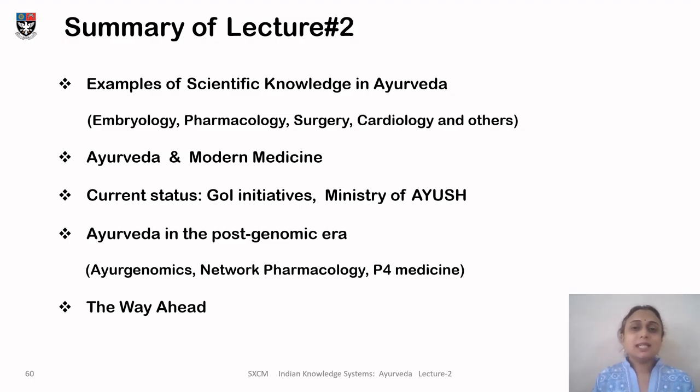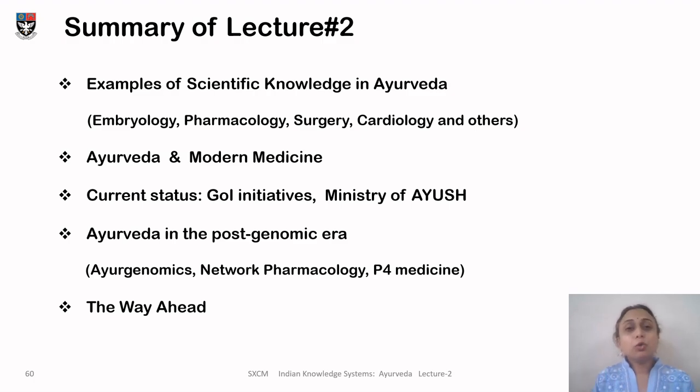And towards the end, we looked at Ayurveda in the post-genomic era, where we looked at how modern scientific tools and scientific methodology is being used to prove the fundamental principles of Ayurveda beautifully in terms of Ayurgenomics, network pharmacology, and P4 medicine. As we went through all these topics, we also looked at the way ahead for Ayurveda and for modern medicine, where we said we need to have an integrated approach.